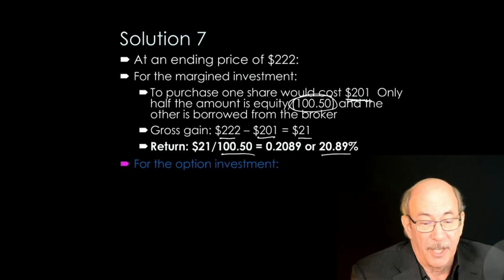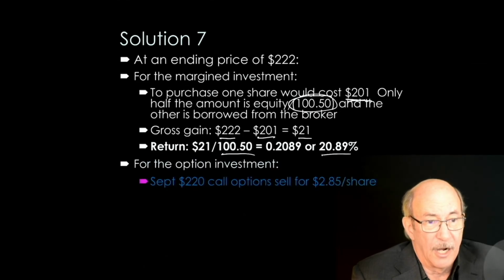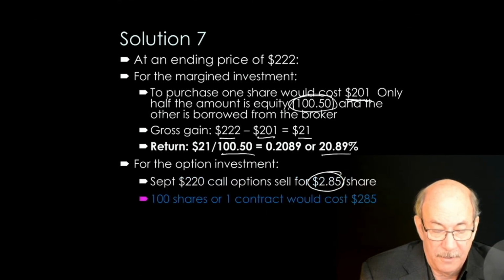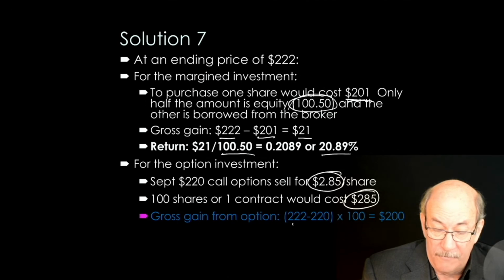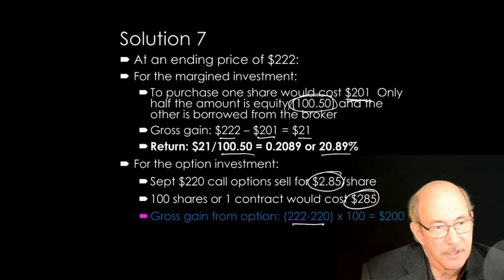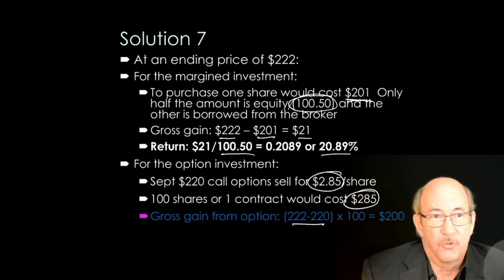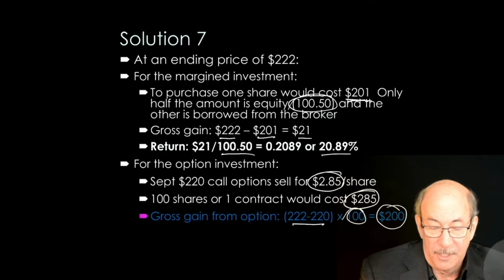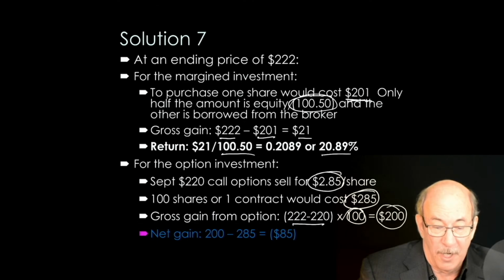Now, if we look at the option investment, here our invested capital is the premium that we pay, and on a per share basis, we pay $2.85 for that option. So the total premium cost on one contract would be $285. The gross gain from that would be 222 minus the 220. So we'd exercise. And when we exercise, we buy at 220 and we sell back to the market at 222. So we make $2 on every share times our one contract, our 100 shares. That's a $200 gross profit.